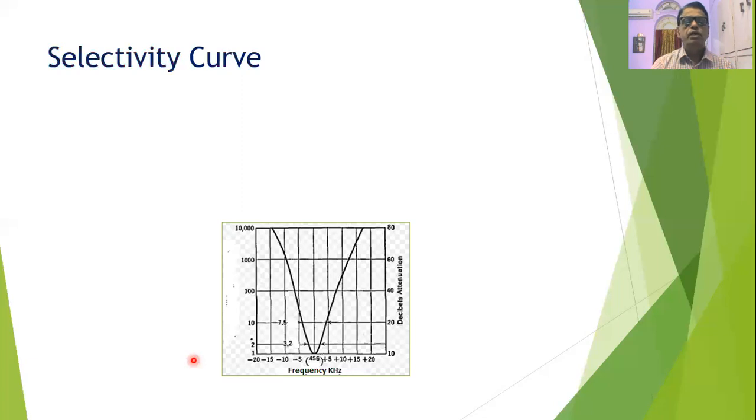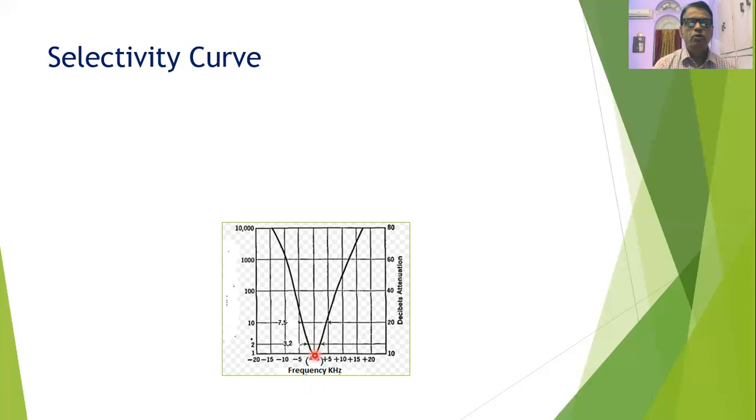This is the selectivity curve. Whenever we measure the attenuation of the radio receiver, the attenuation is plotted on the y-axis and the frequency in kilohertz is plotted on the x-axis. Observe that the selectivity curve is similar to a V shape. That is the radio receiver which is tuned to the particular frequency.